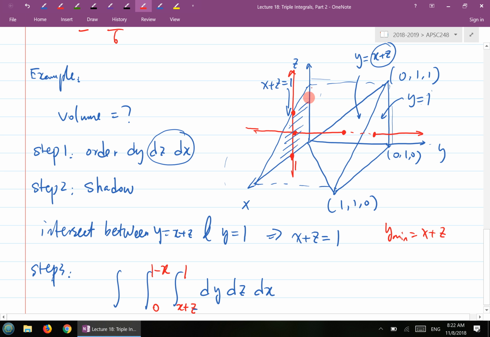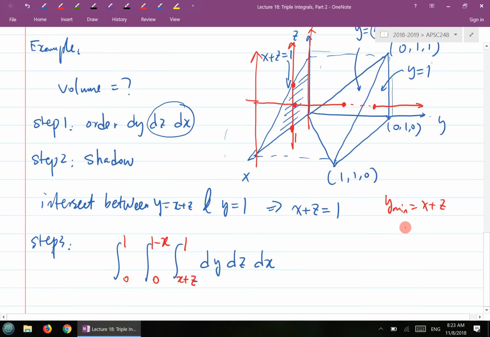Last step, sweep this arrow line from one end to the other in the positive x-axis direction. X min is 0, x max is the coordinate given here, which is 1. So that gives you the limits for all three variables. And if you calculate this, what do you think the volume would be?